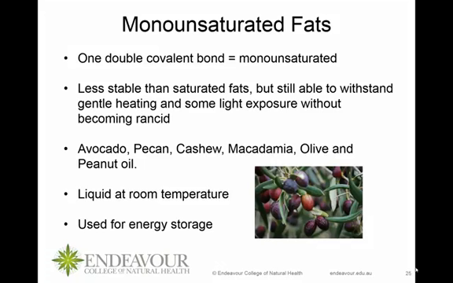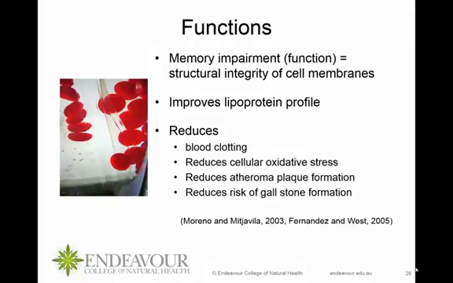Food sources of monounsaturated fatty acids include avocado, pecan, cashew, macadamia, olive oil being extremely high, and also peanut oil. They are typically liquid at room temperature and used for energy storage. So the functions: structural integrity of cell membranes, improve lipoprotein profiles, so thereby increasing HDLs and lowering of LDL cholesterol, reducing blood clotting, reduces cellular oxidative damage, reduces atheroma and plaque formation, and reduces the risk of gallstone formation.